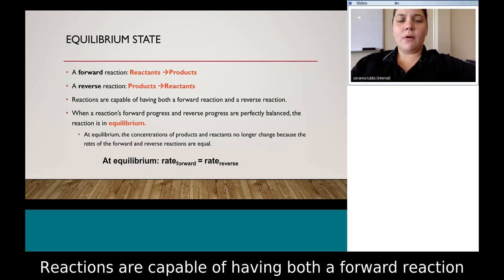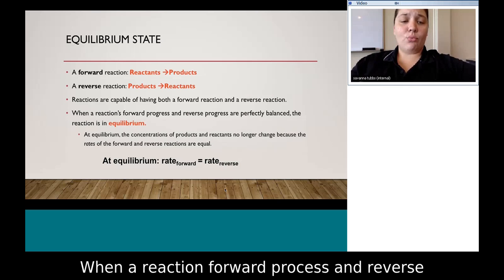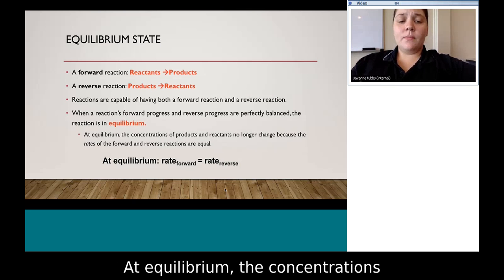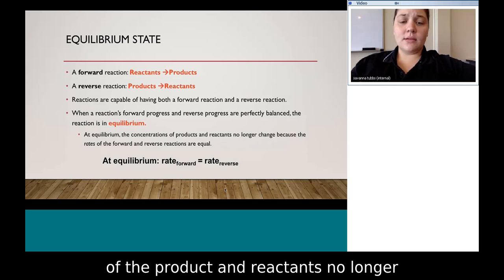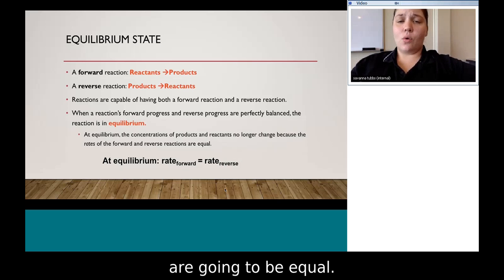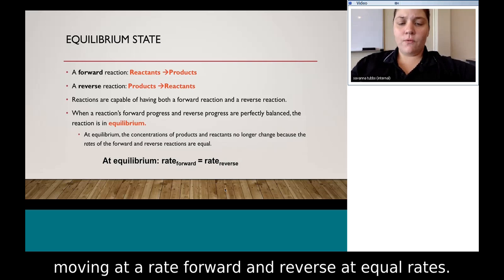Reactions are capable of having both a forward reaction and a reverse reaction. When a reaction's forward process and reverse process are perfectly balanced, the reaction is in equilibrium. At equilibrium, the concentrations of the products and reactants no longer change because the rates of the forward and reverse reaction are going to be equal. So as you can see at the bottom, at equilibrium, we're moving forward and reverse at equal rates.